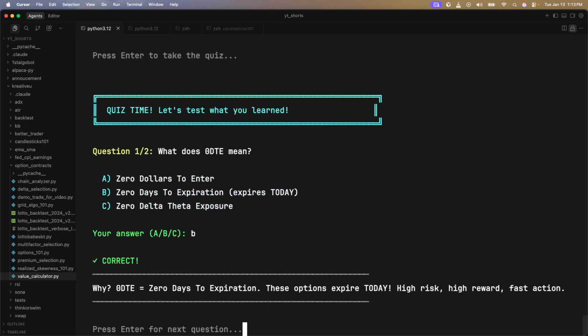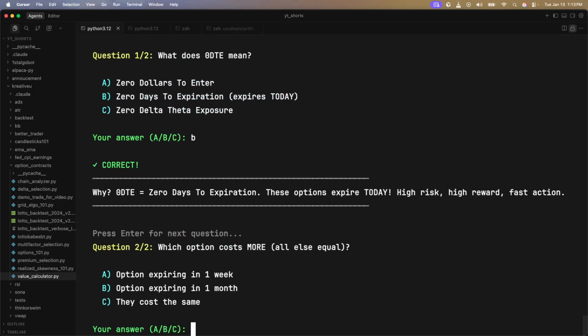So let's go ahead and put B. Why? 0 DTE is 0 days to expiration. These option contracts expire today. High risk, high reward, fast action. Like a 10-second car. Yeah, Fast and Furious, like, oh, I want a 5-second car. And weeklies are like a 30-second car, and monthlies are a 60-second car. All right, let's get back into our work.